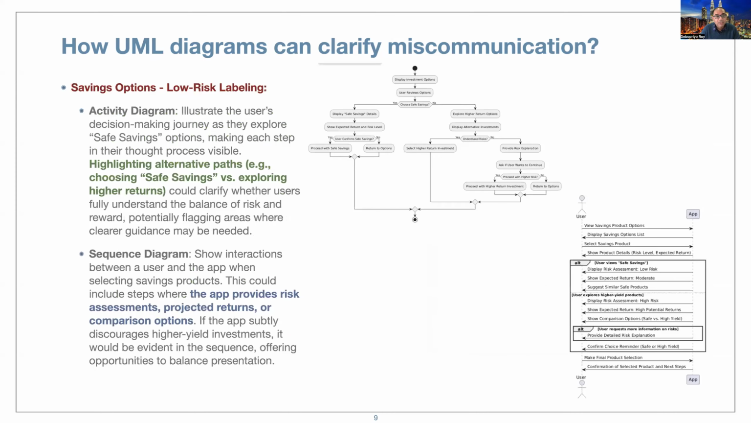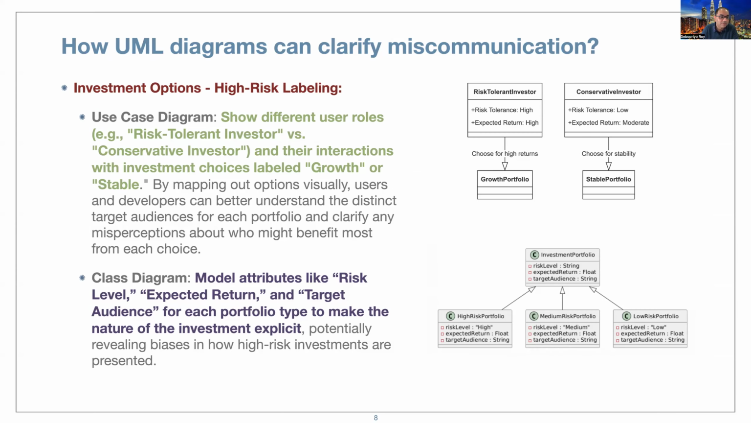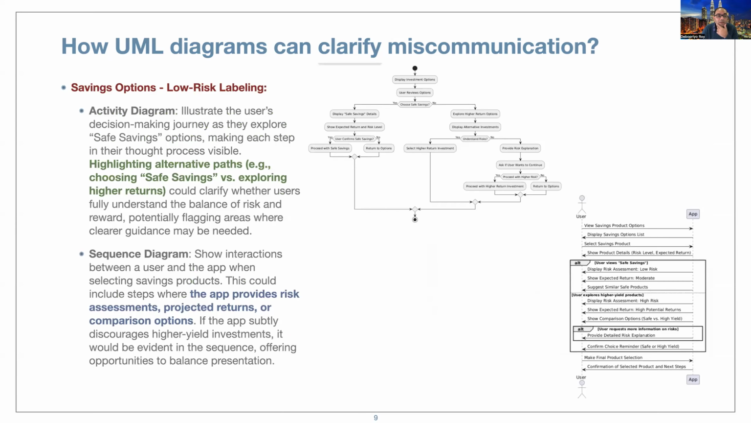Okay. And then this also shows the savings options, the low risk individual. You show the activity diagram and the sequence diagram. I could have shown the same one as the use case diagram and the class diagram, but here I'm more into the behavioral side of things, and I'm trying to show the low risk options, savings options. So you see an activity diagram on top here.